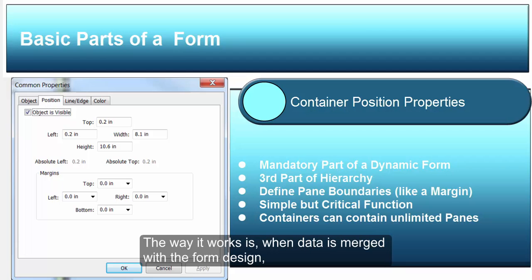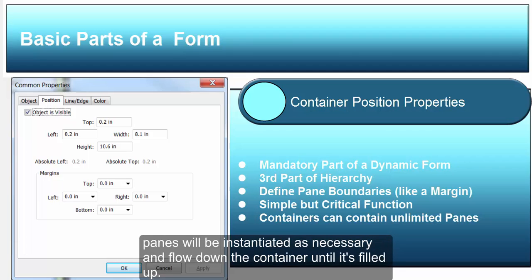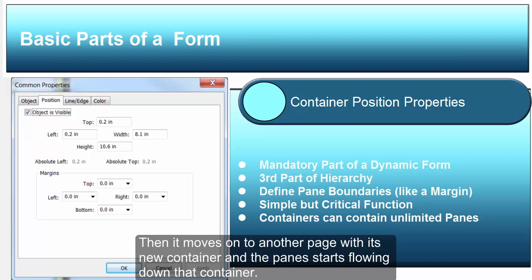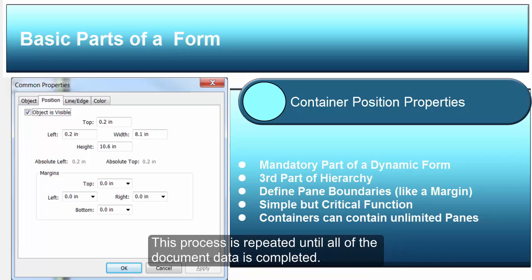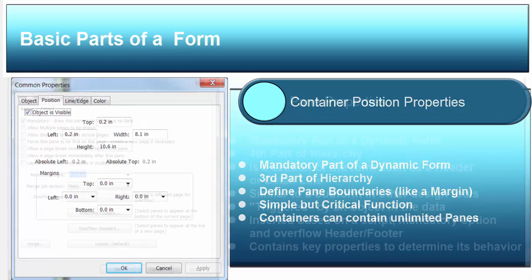The way it works is, when the data is merged with the form design, panes will be instantiated as necessary and flow down the container until it's filled up. Then it moves on to another page with its new container, and the pane starts flowing down that container. This process is repeated until all of the document data is completed.